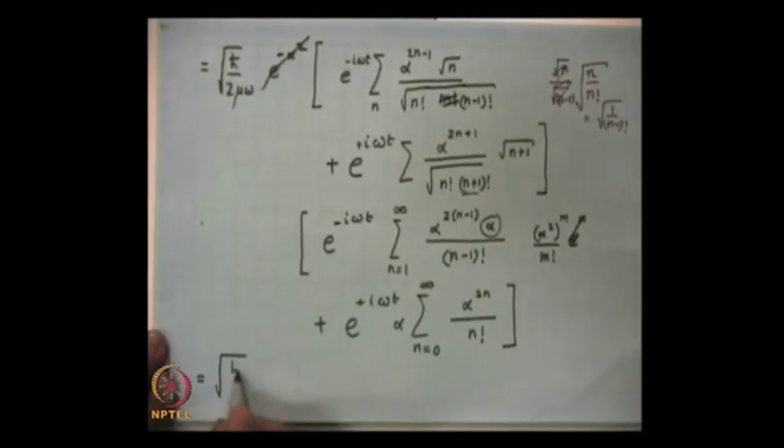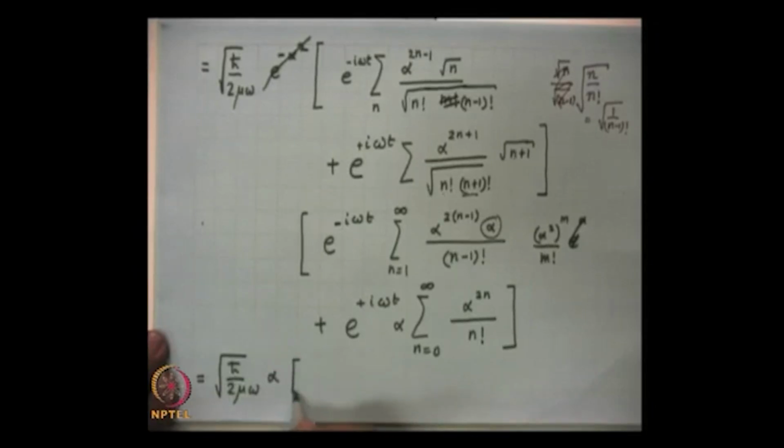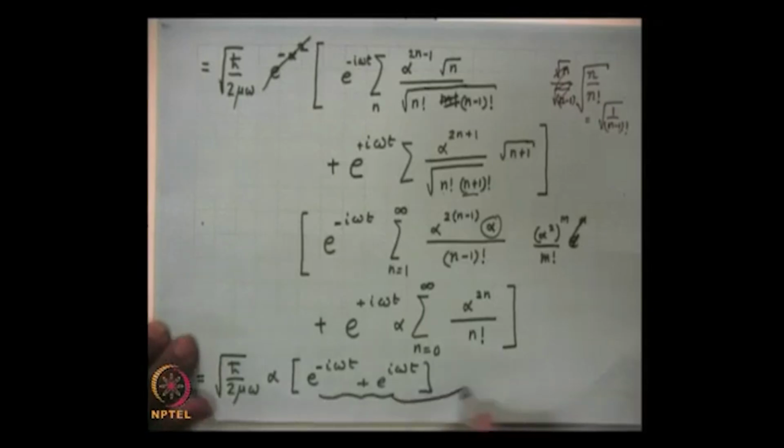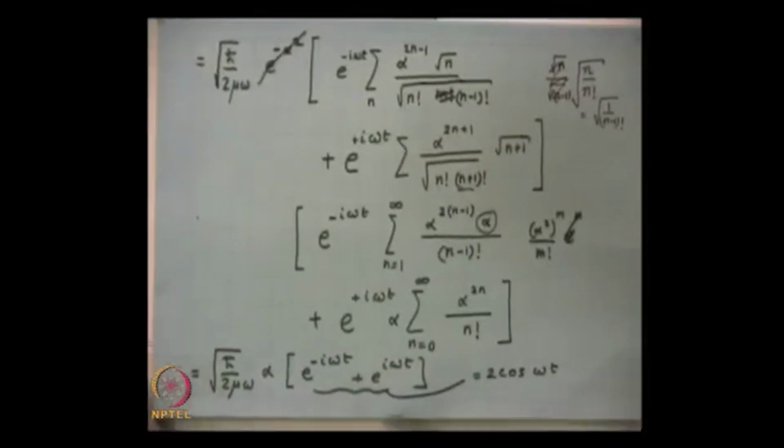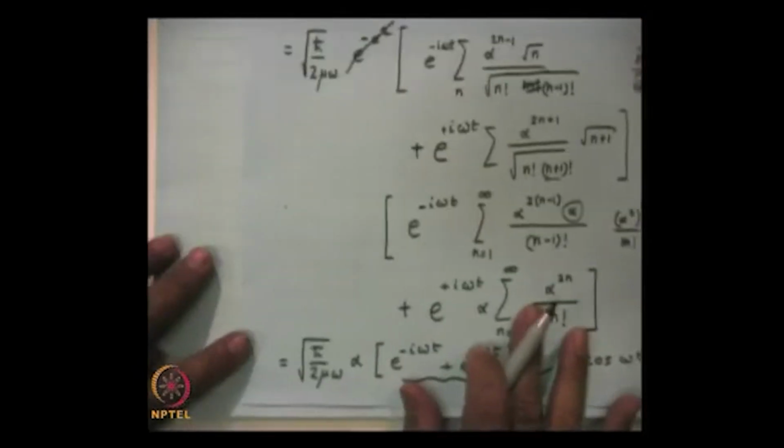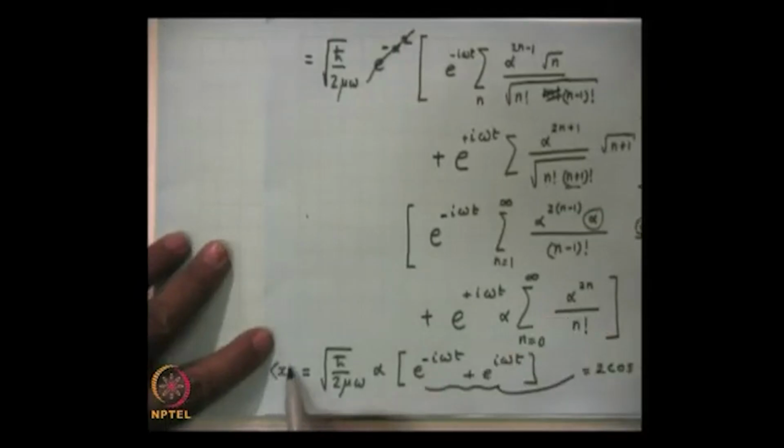So this will become h cross by 2 mu omega alpha into e to the power of minus I omega t plus e to the power of I omega t. So this becomes 2 cos omega t. As you know, cos theta is equal to e to the power of I theta plus e to the power of minus I theta divided by 2, so this is the expression for cos omega t. So this was the expectation value of x.